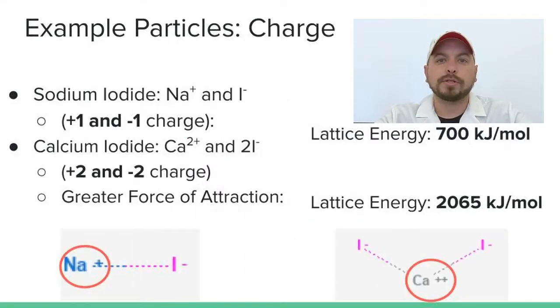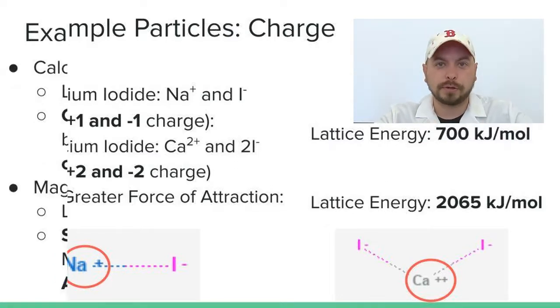So the sodium iodide is going to be a +1 charge and a -1 charge, compared to a +2 and -2 charge. So the +2 and -2 charges, and again, the -2 being 2 iodide ions, you can see that there's a much stronger force of attraction. The lattice energy is much greater in the calcium and magnesium iodide than it is in the sodium iodide. So that's an effective charge.